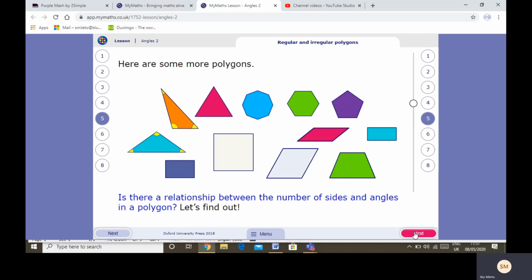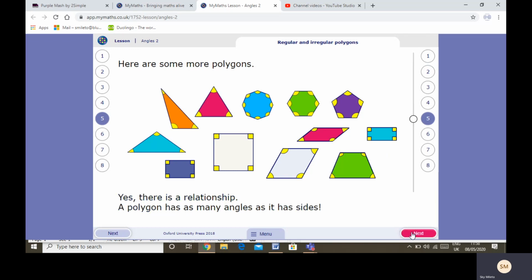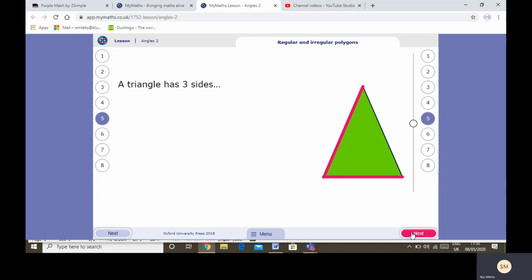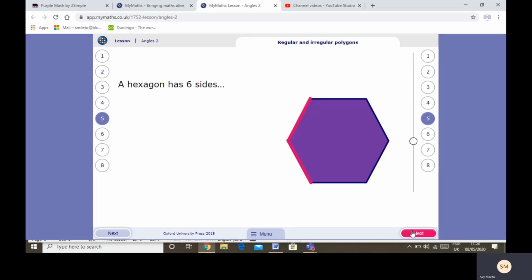Is there a relationship between the number of sides and angles? We can see that the triangles have 1, 2, 3 angles and 3 sides. We can see the square has 1, 2, 3, 4 sides and 4 angles. So do you think there is a relationship between the number of sides and angles? Yes. There are inside angles, there's angles inside the shape or the polygon. There are always the same amount as the sides. So a triangle has 3 sides and 3 angles. A hexagon has 6 sides and it has, as we saw before, 6 angles.